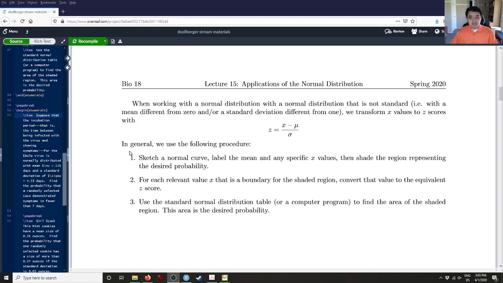So what we're going to do now is with word problems, we're going to try to find the area under the curve, under the normal curve. And part of what happens in the background is that we're going to use our z-score formula that you can see here in the middle of the page.